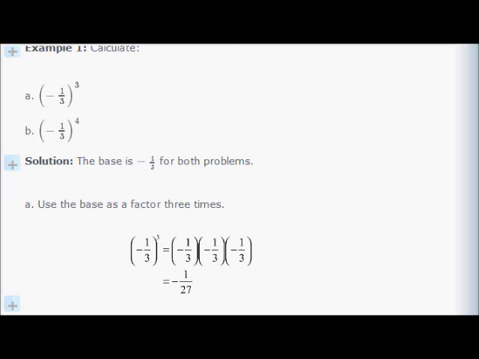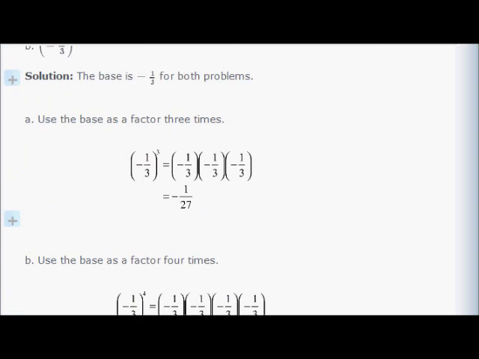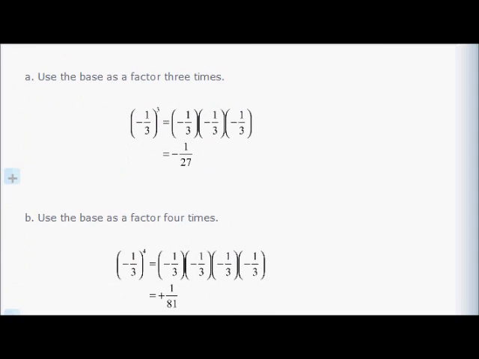What is (-1/3) cubed, and what is (-1/3) to the power 4? Well, the base is going to be negative 1/3 in each case. So in the first example, you have three factors, all of which are negative 1/3. And so you have an odd number of negative signs, your result is negative, and 1/3 times 1/3 times 1/3 is 1/27.